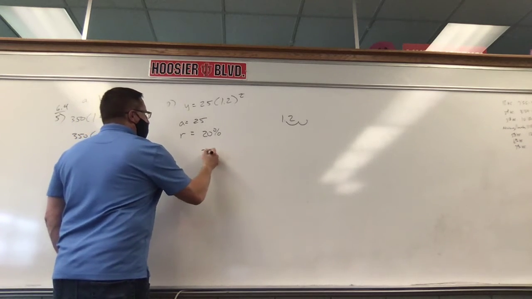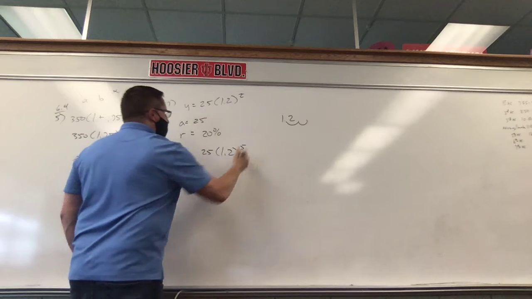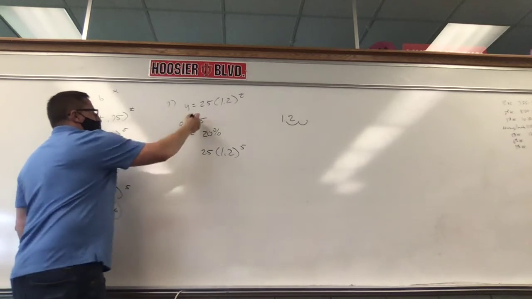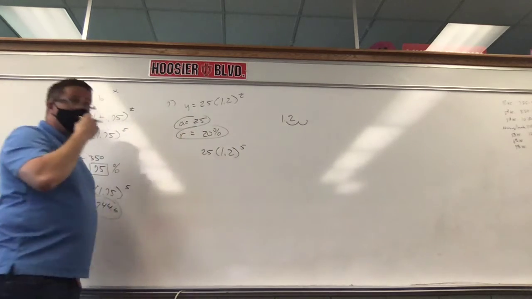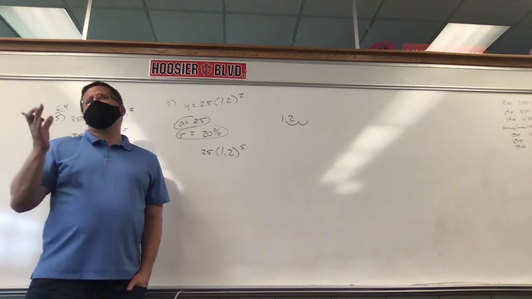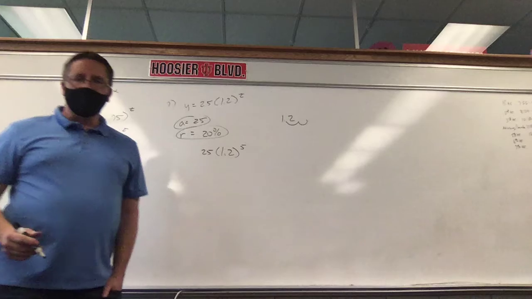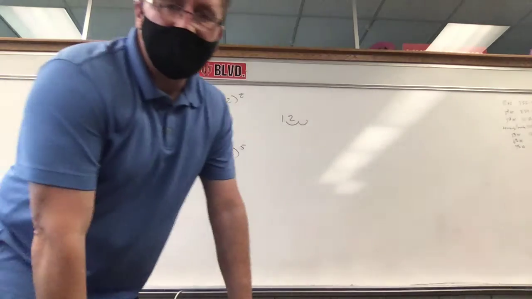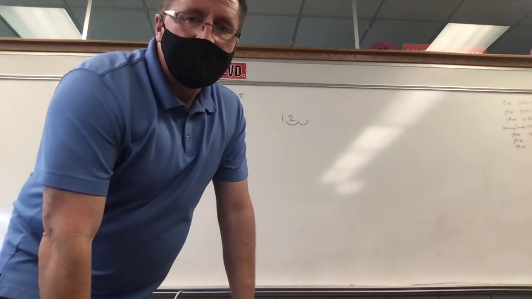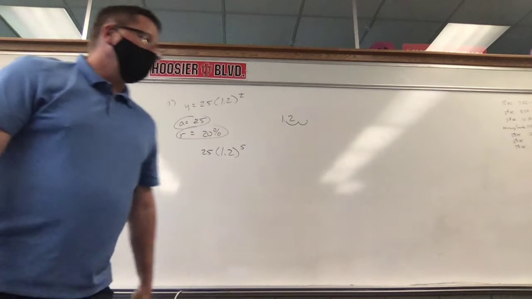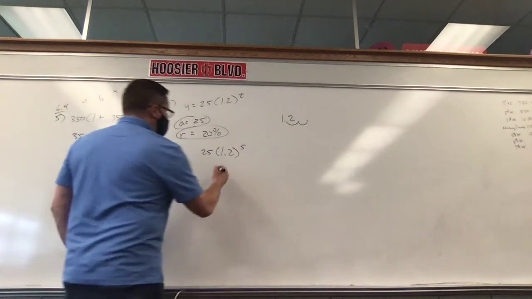So type in 25 times 1.2 to the 5th power. Type it in and make sure, and again, type it. Nobody's like, I'll just wait for the answer. On test day, you're going to have to be able to type this in. Okay? And give me one decimal place. 62.2. Somebody else get 62.2? Yeah.